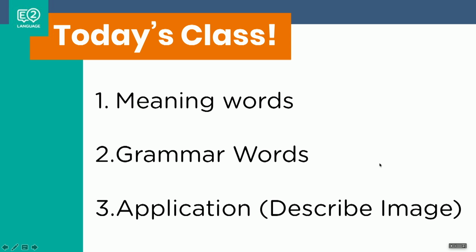Okay, so in today's class, we're going to learn about meaning words and grammar words, and that's what you need to know in order to get your sentence stress right. And then we're going to apply our understanding to a describe image task, okay?